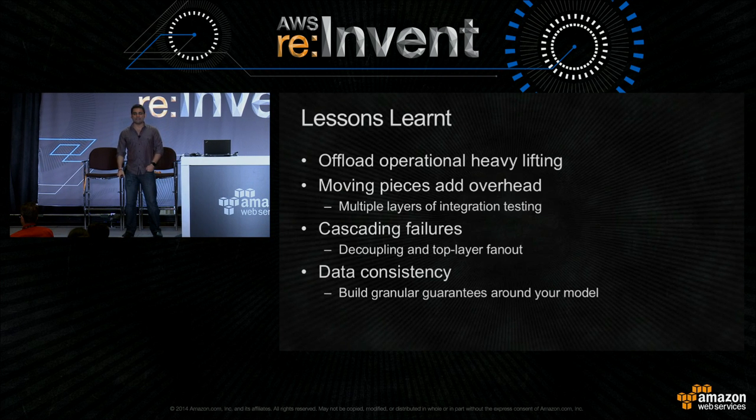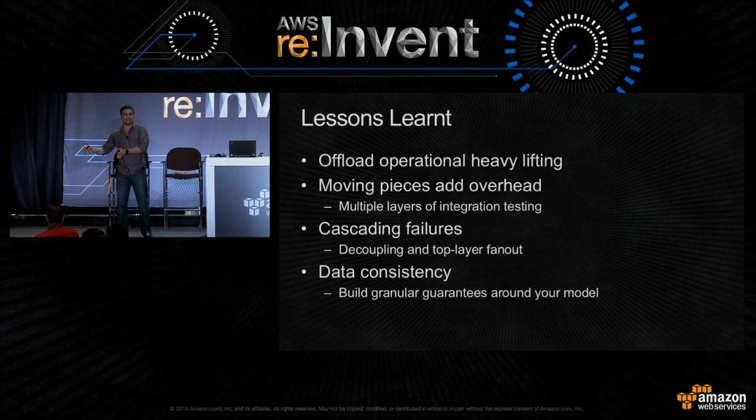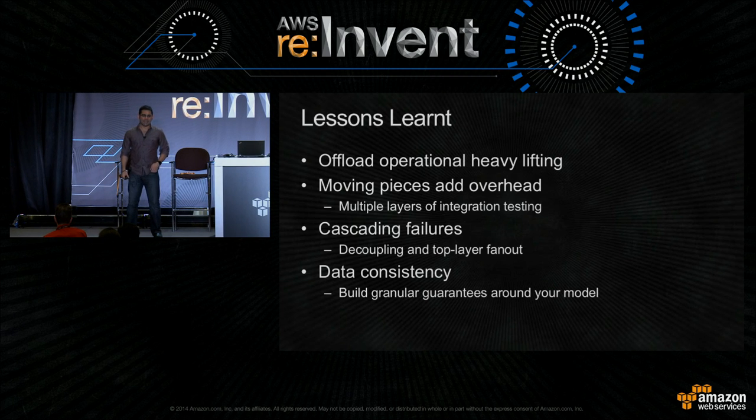Avoid cascading failures in your dependencies. As you add more dependencies, you don't want a temporary outage in one to break functionality all the way through your system. And the mitigation around this really is to have fan out to your dependencies at the top layer. Don't create long chains of dependencies.